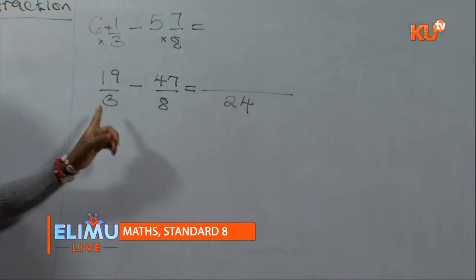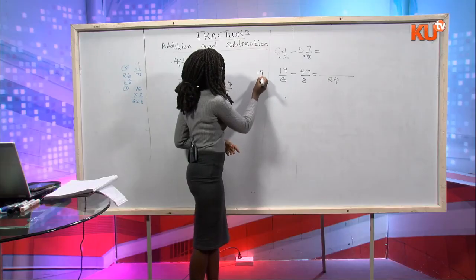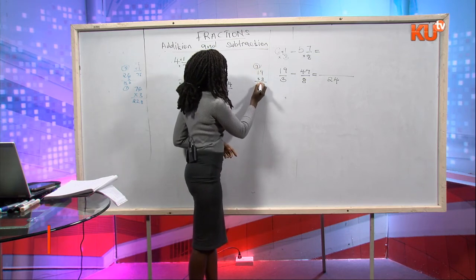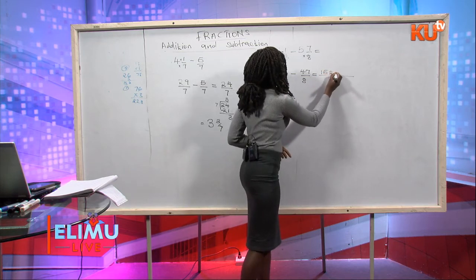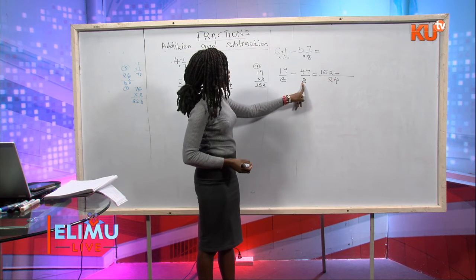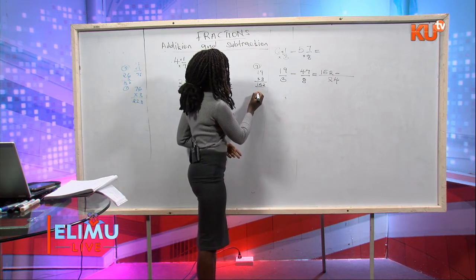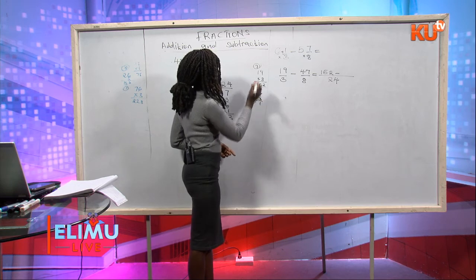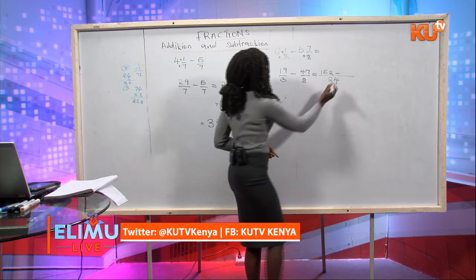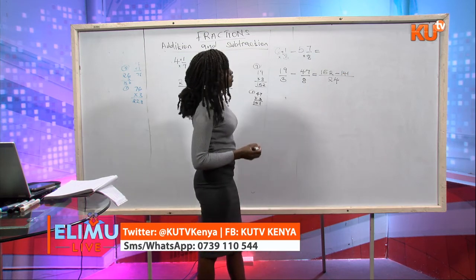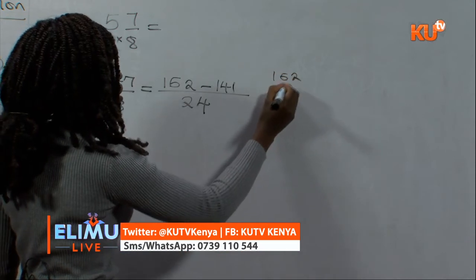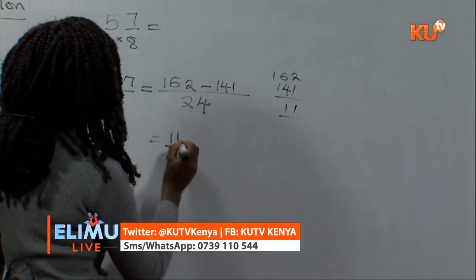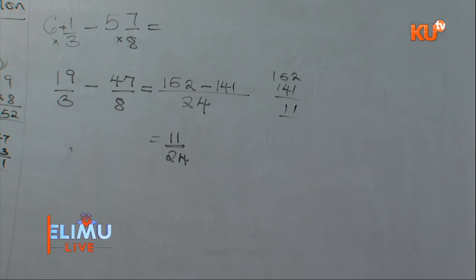So 24 divided by 3, we get 8. Then 8 times 19, 72 carries 7. 7 times 7 plus 8 is 15, so 152. Take away 24 divided by 8, which is 3, sorry. Then 47 times 3, we get 141. Then 152 take away 141, we get 11. 11 out of 24. So 11 parts out of 24 parts. That is our answer.